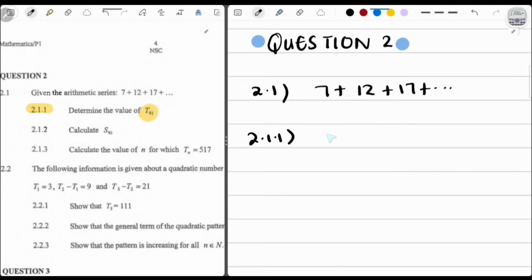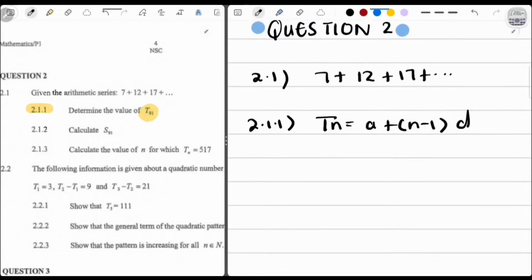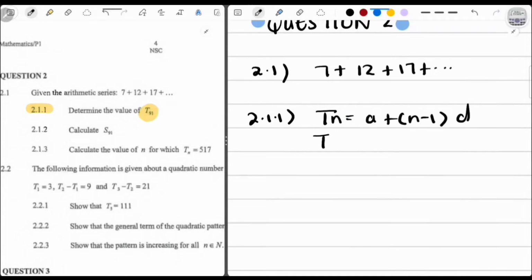Well, this is an arithmetic pattern, so the Tn pattern is Tn is equal to a plus n minus 1 times d. And all I'm going to do is literally just substitute. So T91, term 91, is equal to a. What does a stand for? Well, a is always your first term. So that is 7 plus, what is n again? n does not change. It's still 91. So 91 minus 1. And then what is our difference?